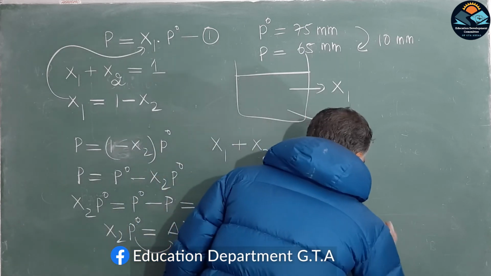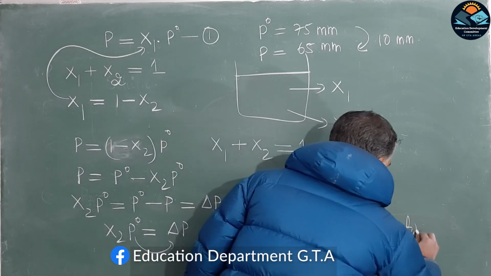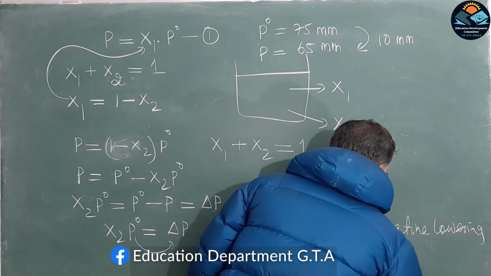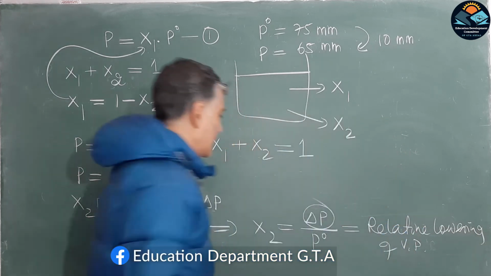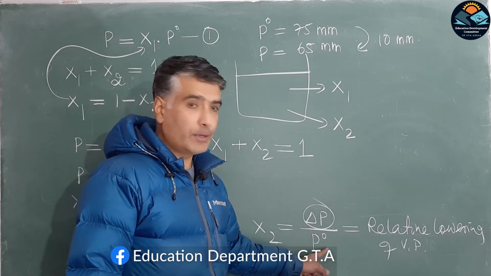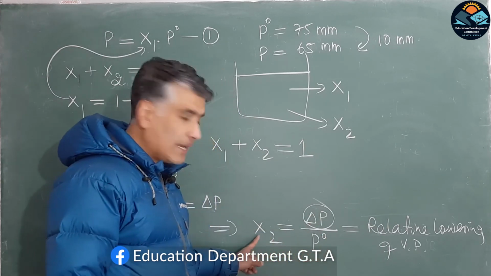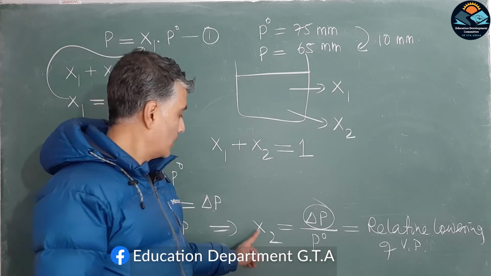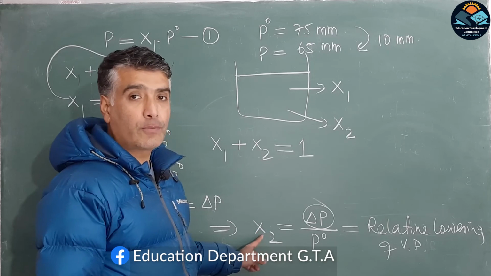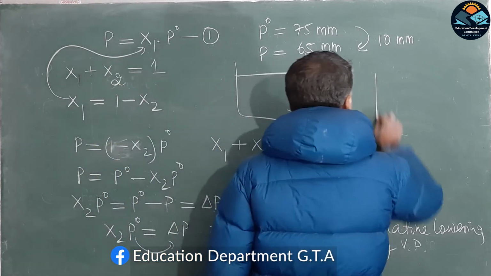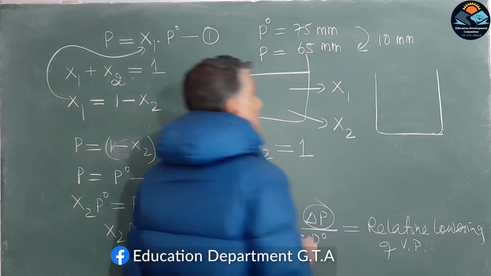Okay, this quantity is called relative lowering of vapor pressure. And amazingly, relative lowering of vapor pressure of any liquid in its solution is directly equal to the mole fraction of the solute. Remember, this is not the mole fraction of solvent, because it's x2; this is the mole fraction of solute. Okay, so what's the meaning of that? Let me explain the meaning.